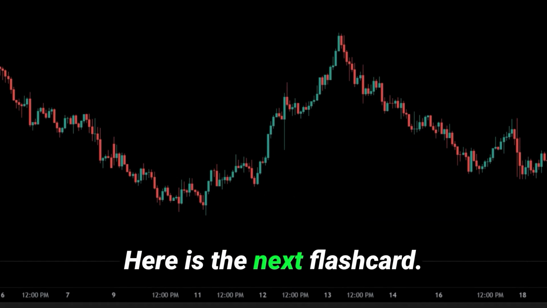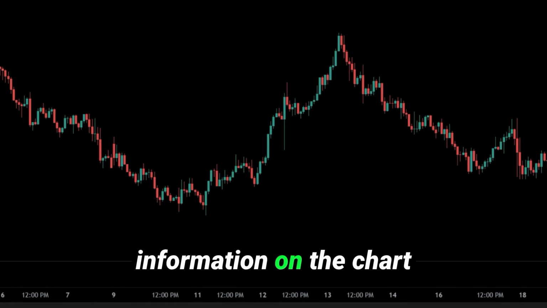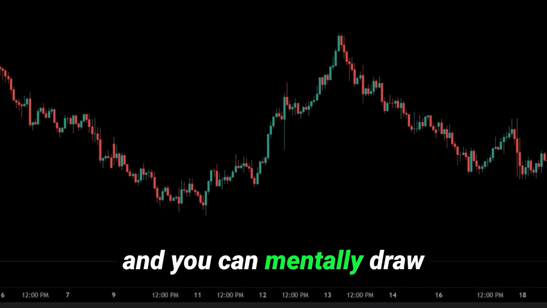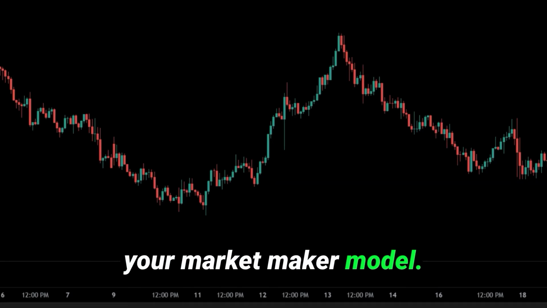Here is the next flashcard. Again, you can use any information on the chart, and you can mentally draw your trend lines and count your market maker model.